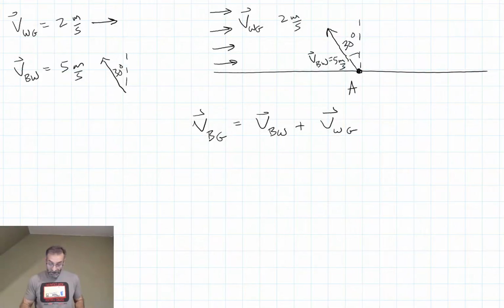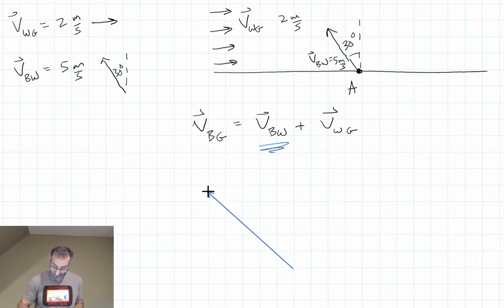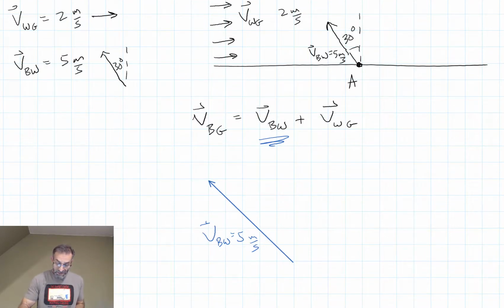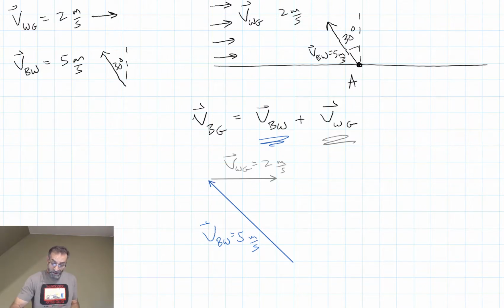We'll start with our formula here. The velocity of the boat with respect to the ground, that's what we're trying to find. We're going to add the velocity of the boat with respect to the water. So that's this vector here. And we're going to add that to the velocity of the water with respect to the ground. That's this vector here. And our resultant is going to be this vector, the red vector, the velocity of the boat with respect to the ground.